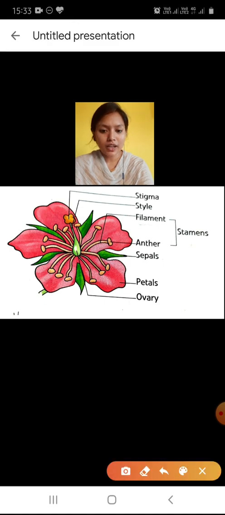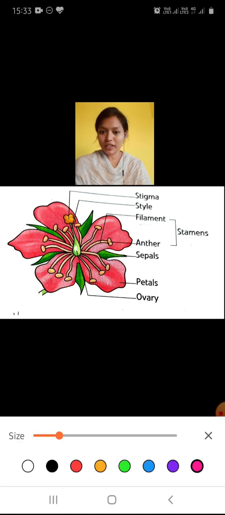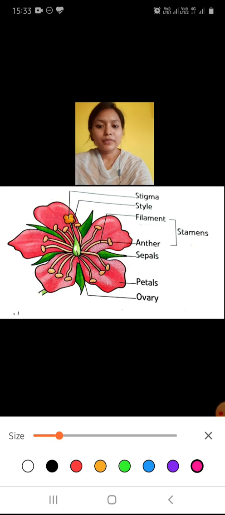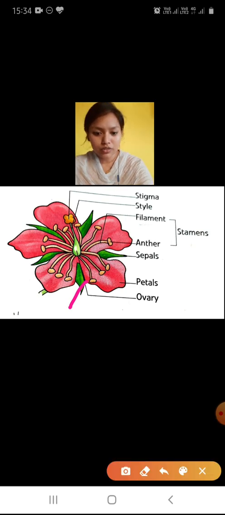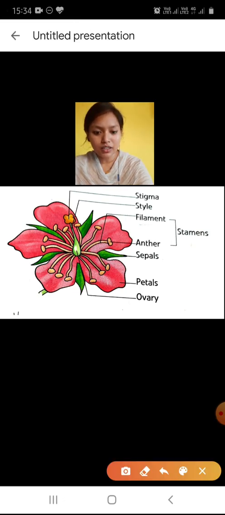So this is a flower. This is a flower of hibiscus, or we can say China rose. Now here, this is the whole flower. Now we'll start from the outer green color part. This outer green color part is known as what? This is sepal. I'm marking that. Just see it.